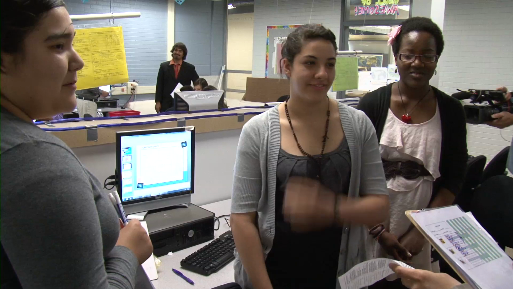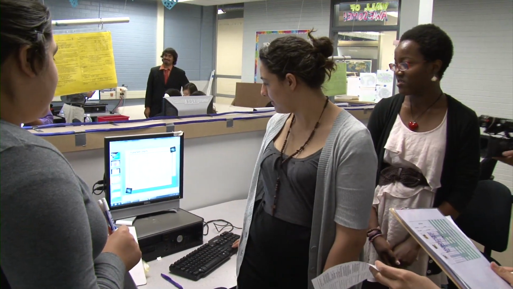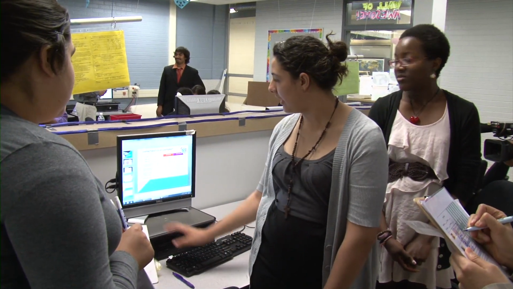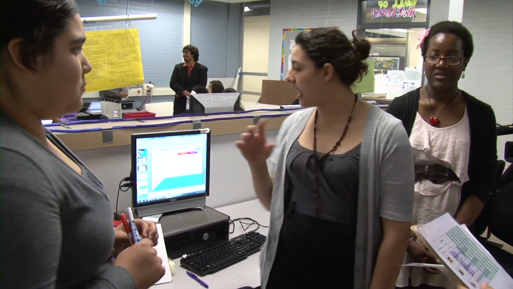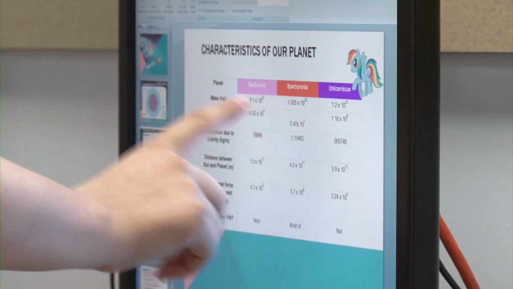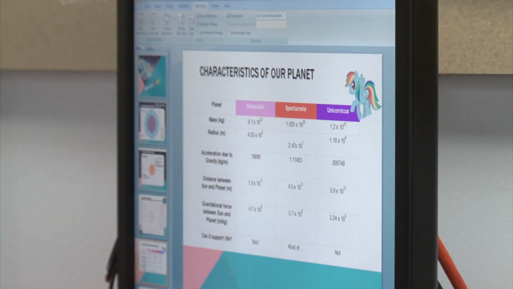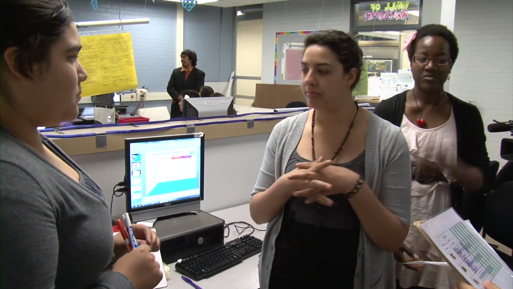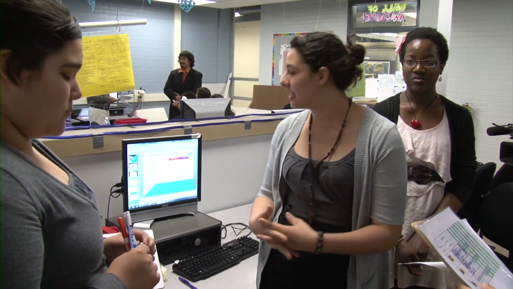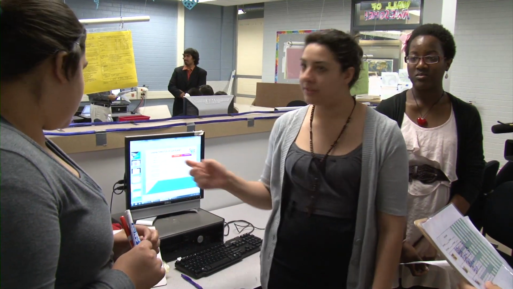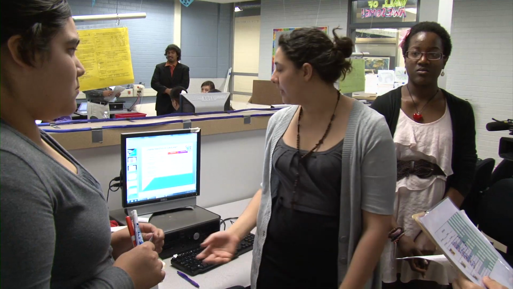Brianne, explain how you use scientific notation to find the gravitational force between your star and one of your planets. How we use scientific notation? Okay. So we had the mass of our planet and our star, and we plugged that into the universal formula to find gravitational force. We use scientific notation because it's a lot easier to work with than really, really big numbers.